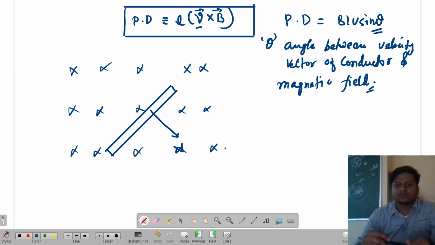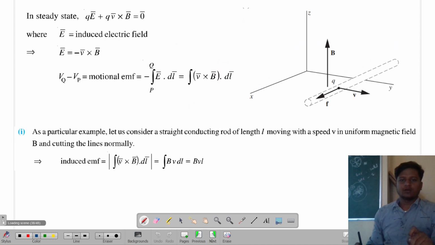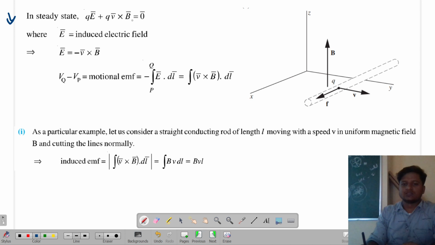Can we move ahead? Can you move ahead or not? Okay. Right on. So now look at what I see here. This is what it is saying. In a steady state, the total force, let's suppose on a charged particle, what will that be? Q times V cross B, or not? Or yes or no? Lorentz force tells what?